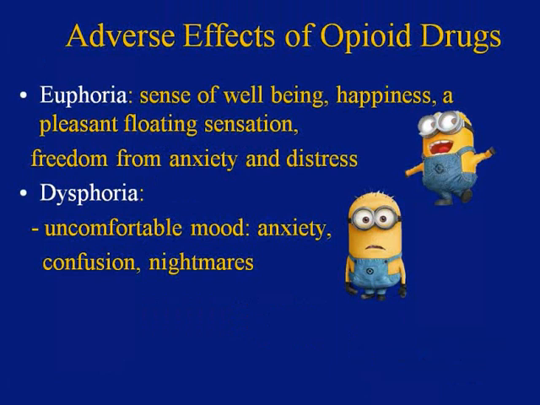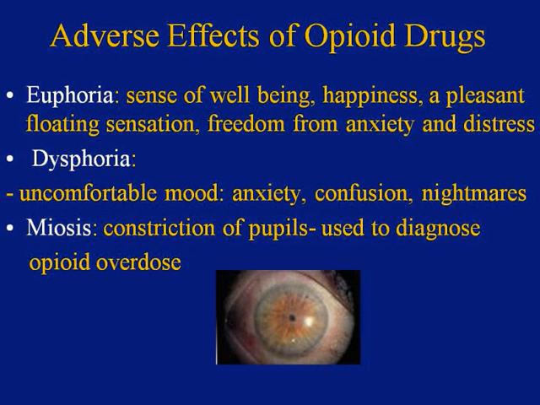Another side effect is dysphoria. In contrast to euphoria, dysphoria is like the opposite, where there is an uncomfortable mood, with anxiety, confusion, maybe nightmares. And then miosis is another side effect that is characteristic of opiate drugs. The pupil size is very small, and this can be used to differentiate between an unconscious patient due to opiate overdose compared to other causes. So miosis is another sign of opiate drugs.